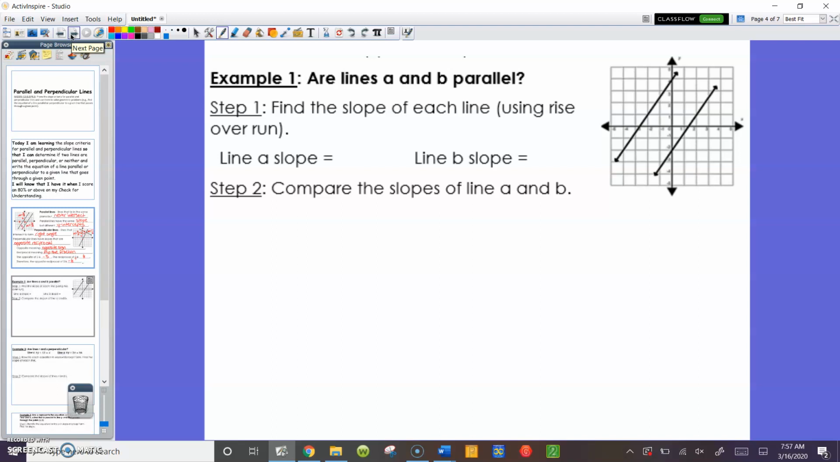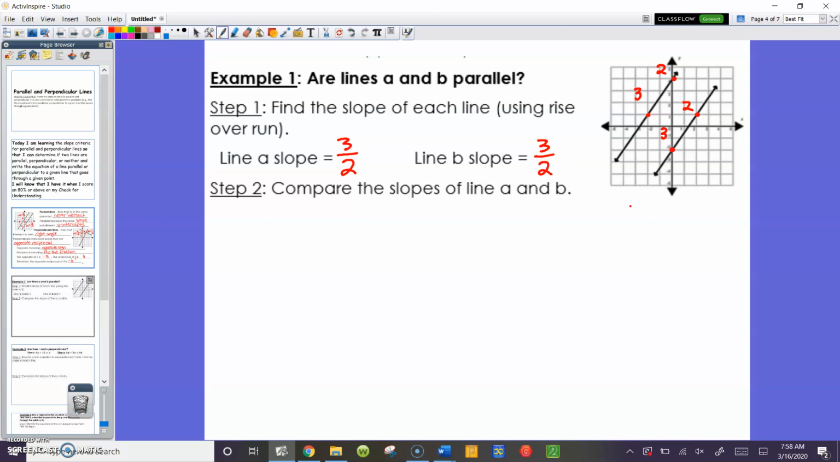Example 1, are lines A and B parallel? So the first step is to find the slope of each line, of course using rise over run. So let's go ahead and find the slope of this line first. So we go up 1, 2, 3, and we go right 2. So what is the slope of that line? 3 over 2. Now for this line, we would go up 1, 2, 3, and we would go right 2. The slope of this line is 3 over 2.